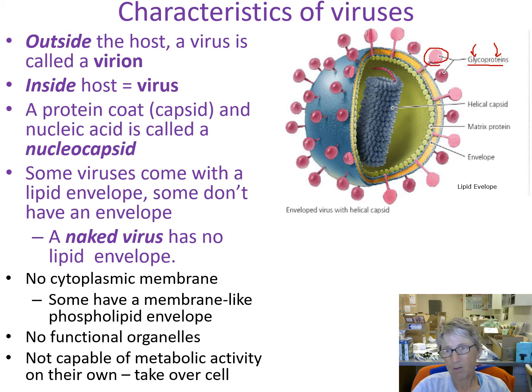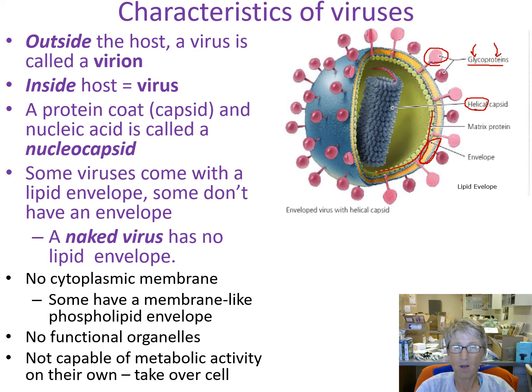And then the spikes are pretty much embedded in the envelope. So this is a modified phospholipid bilayer called the envelope. Deep to the envelope of a virus, you have matrix proteins, these lime green things, and then deep to the matrix protein, you have the capsid. In this cartoon, they're telling you that the capsid is helical. That's its shape. And then within the capsid, you have the DNA or RNA of the virus.